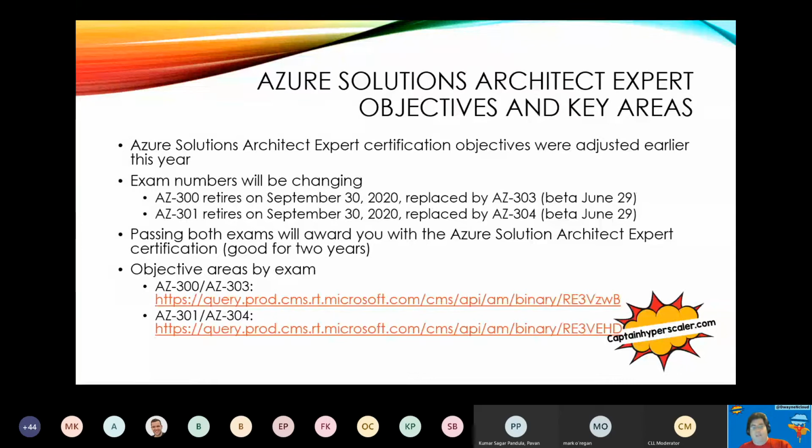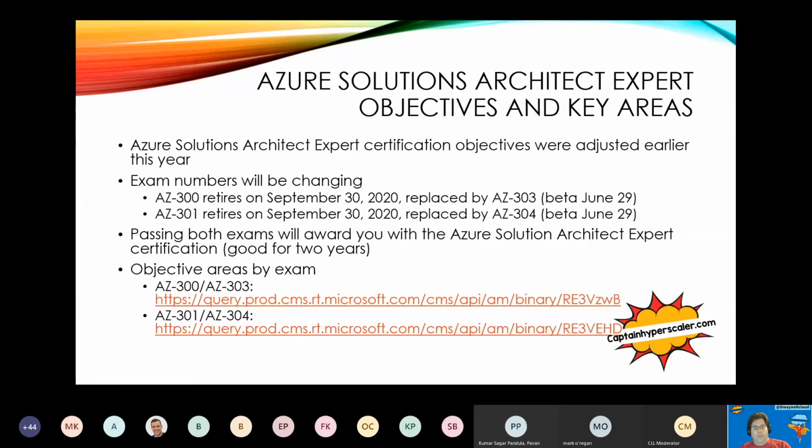So that's just some key little pieces of Microsoft information that are very helpful, because a lot of people want that instant gratification that you passed the exam. So make sure you're doing that.